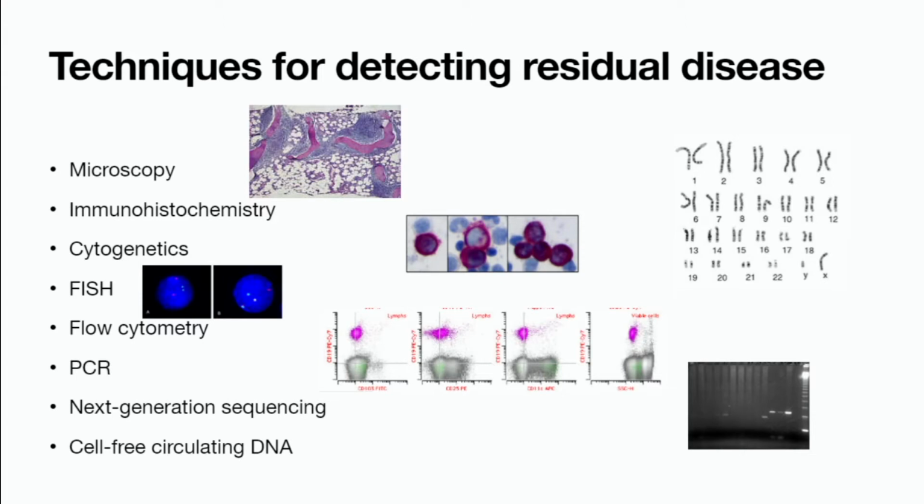The last thing I have listed here is cell-free circulating DNA, and this is an area that's really undergoing a lot of growth. It's not necessarily a technique for minimal residual disease detection, and it's not an area that I have a lot of personal knowledge about. I'll talk about it a little bit later, particularly in the context of looking at circulating tumor cells. But cell-free circulating DNA is just another way of looking for residual disease.